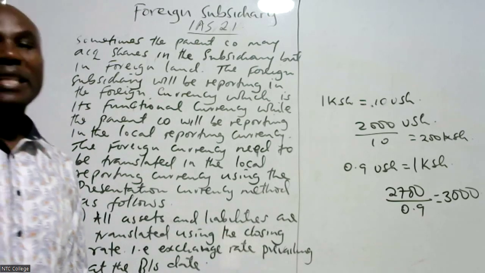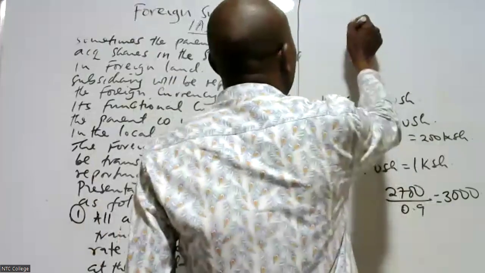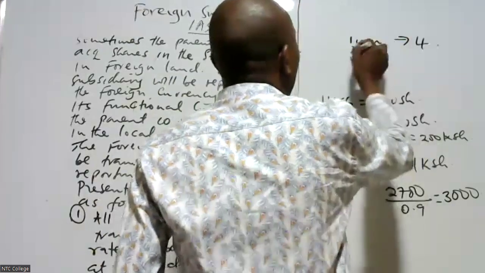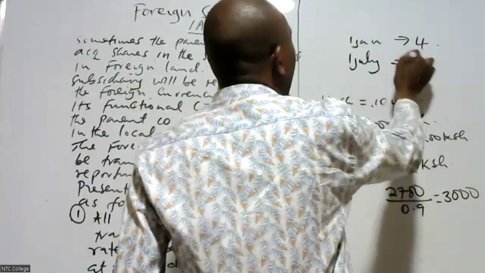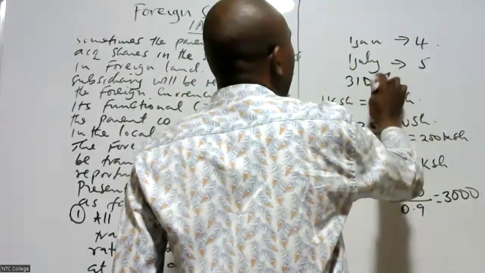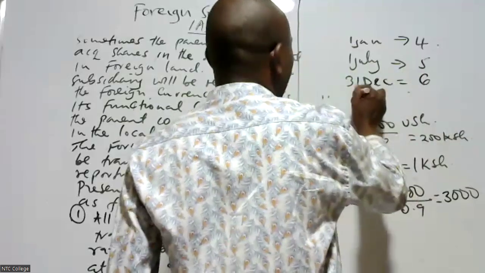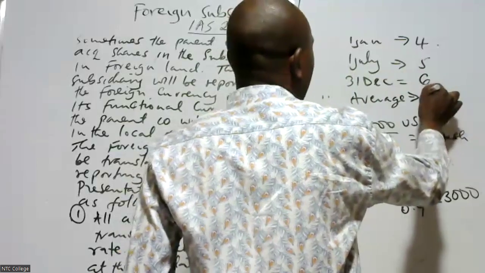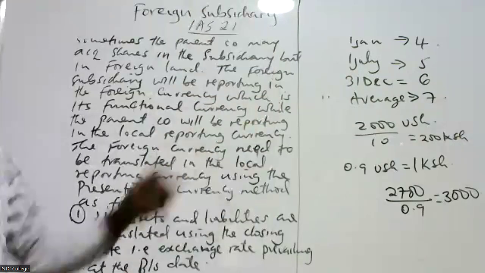date. For example, in a foreign subsidiary, the examiner will give you, for example, on 1st January, maybe the exchange rate is 4. On 1st July, for example, it's 5. On 1st December, maybe it is 6. Average during the year, maybe it is 7, for example. The examiner will give you all those exchange rates.